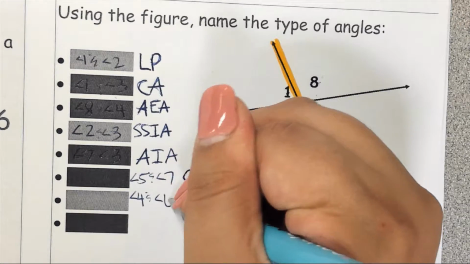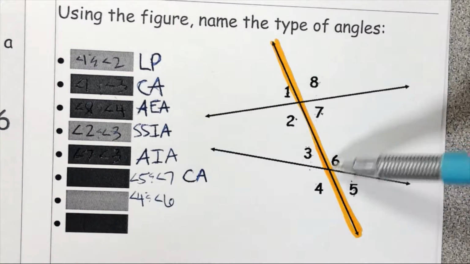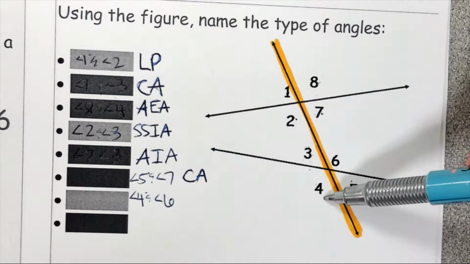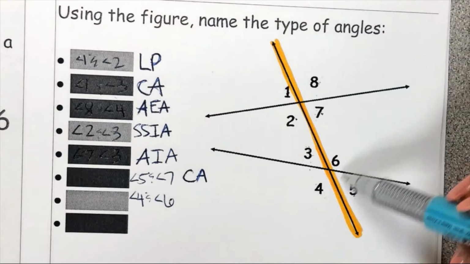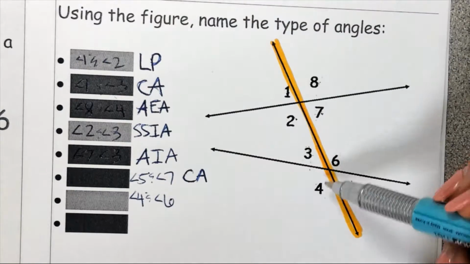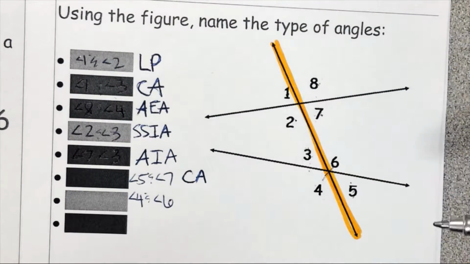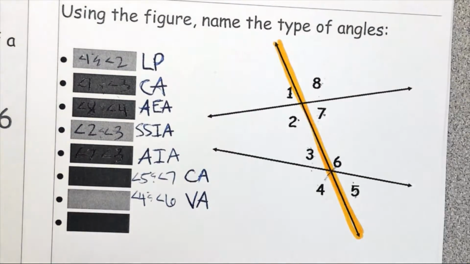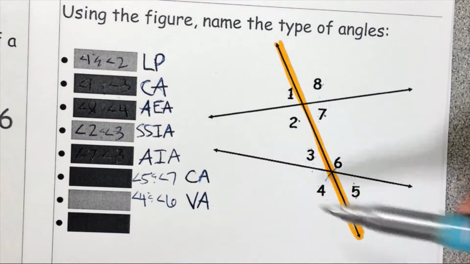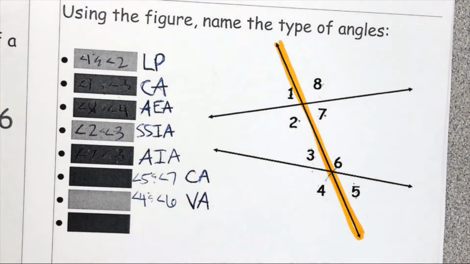Angle 4 and angle 6. They're on alternate. Be careful. This is the one that trips everybody up every year because y'all try to get all complicated. What are those? Vertical angles. Those aren't any new vocabulary words. That's old. Right across from each other, still vertical angles.